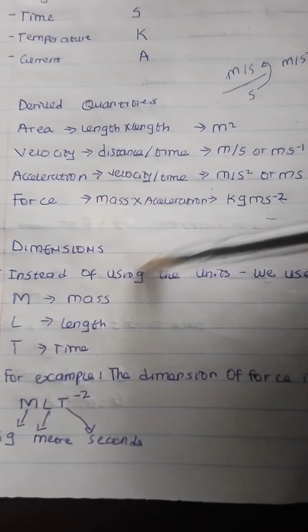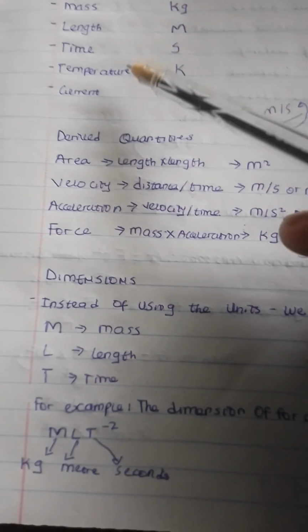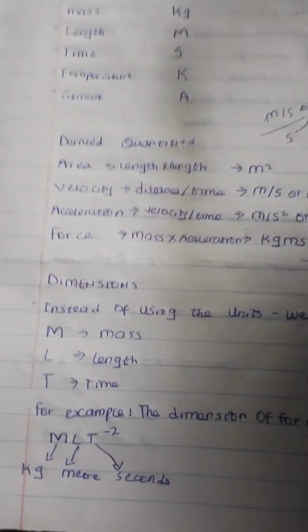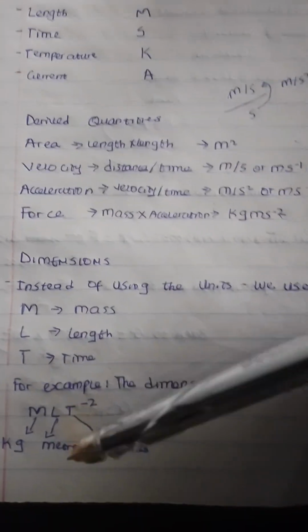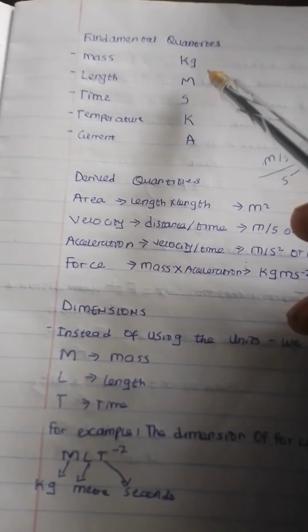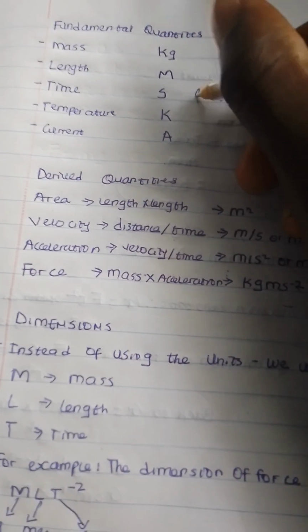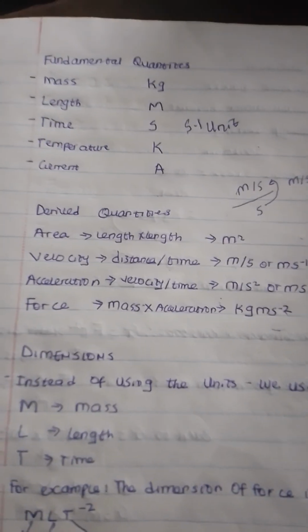We get every other thing from these: mass, length, time, temperature, current. I think the other two, but you don't need them for JAMB. Remember, these ones are what I call units. Let me write it there so you won't be confused. Units, SI units, that is standard international units.